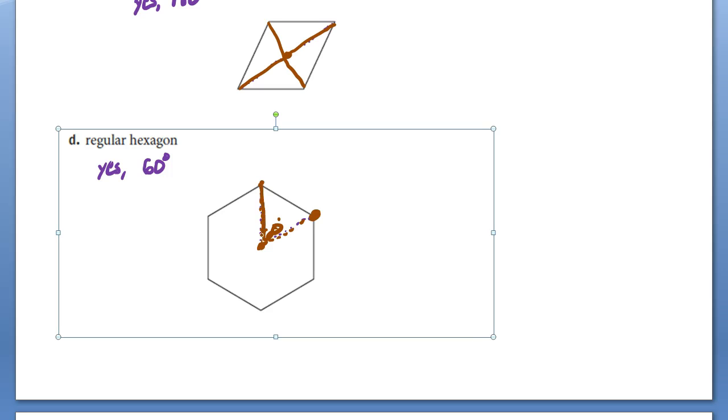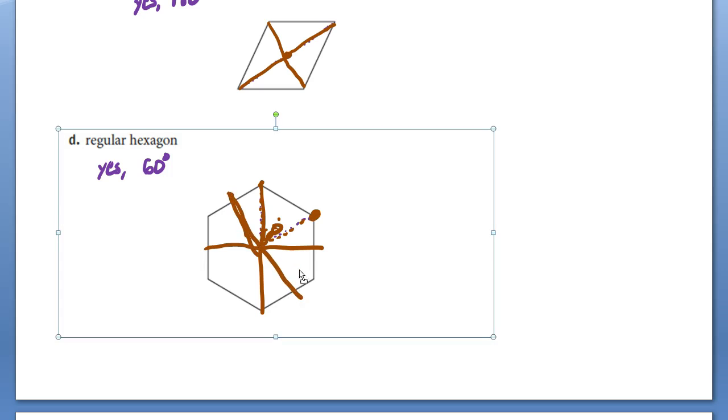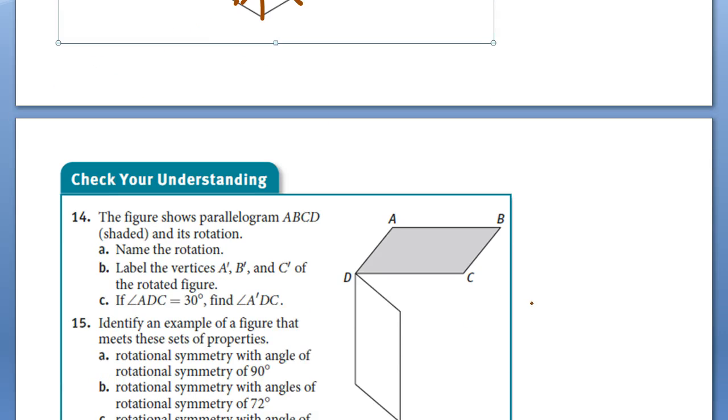Yes, it does. You could split it there. You could split it right across there. You could split it right across there. It could be split right across there. Getting kind of bad on my drawing here. It could be split across there. And finally, it could be split across there. It has many lines of symmetry. Okay, here are some check your understanding questions, so I will pause the video.